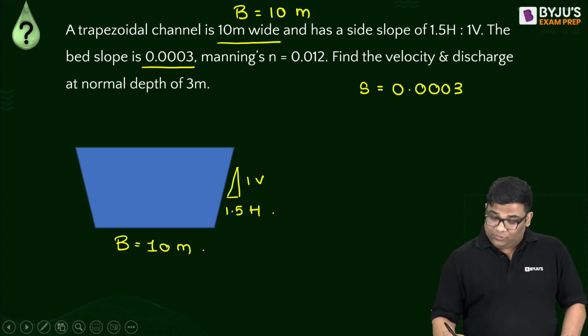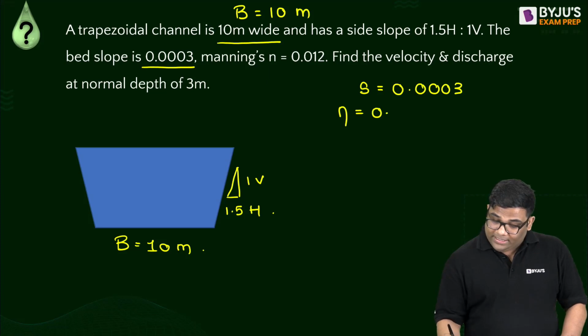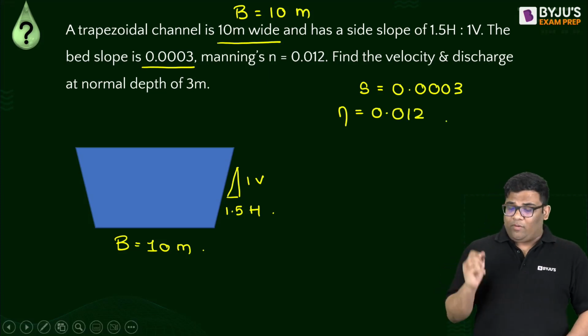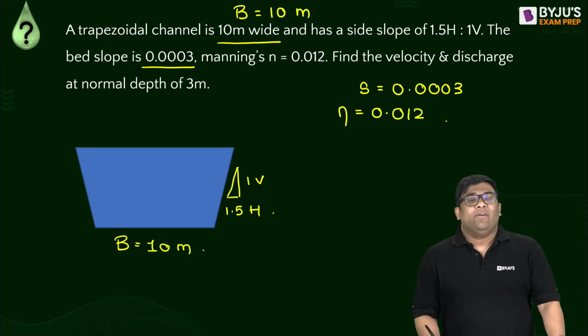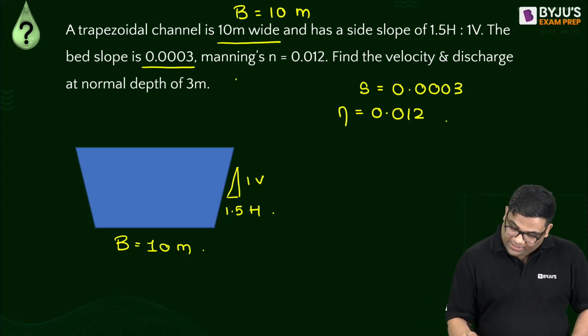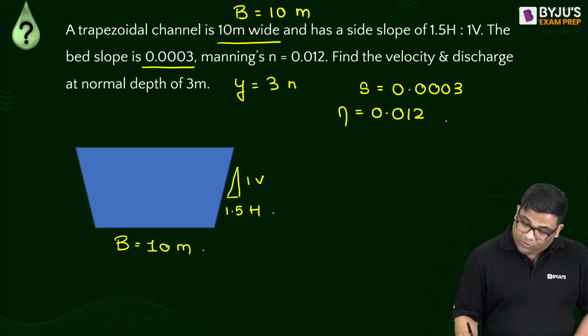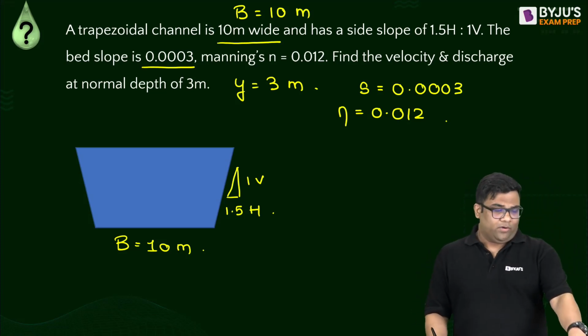0.0003. The Manning's constant is given how much? 0.012. You have to find out the velocity and discharge when the normal depth is 3 meter. The y is what? 3 meter. Now this question you can solve very easily.